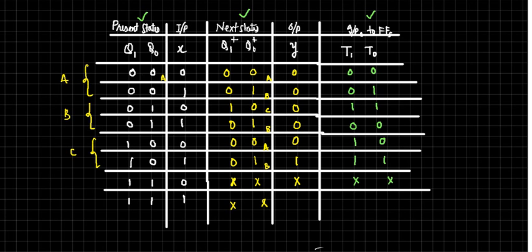T1, you tell me T1. Q1 bar, Q0. Is that okay? Are you getting this? Okay, plus Q1, Q0 bar. Is this what you are getting? I don't think so. You haven't taken the zero condition. There's a don't care condition.